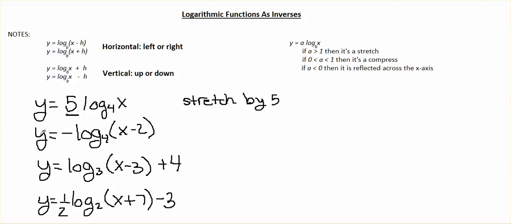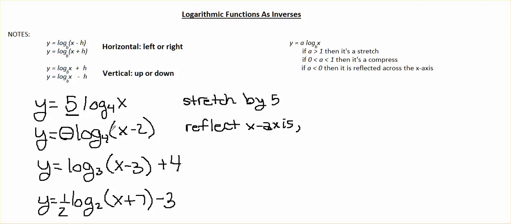So in example number 2, let's start with the number in front. We have a negative in front, a negative 1. And if we come over here, if a is less than 0, we are reflecting it across the x-axis. So this is a reflection across the x-axis. Alright, so this is a negative 1. If we take the absolute value, it is 1. 1 is not greater than 1, so it's not a stretch, and 1 is not between 0 and 1, so it's not a compression. So we're done with that number here.